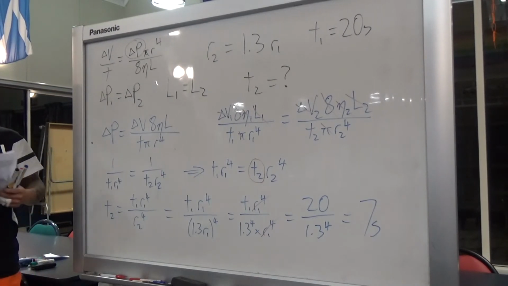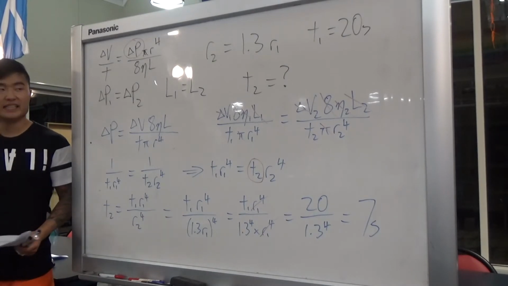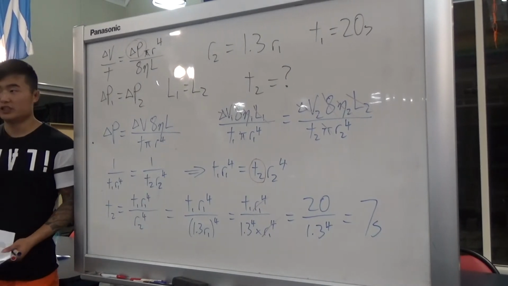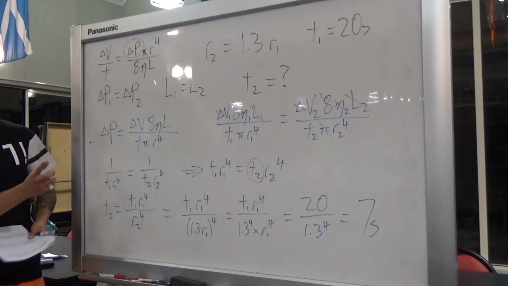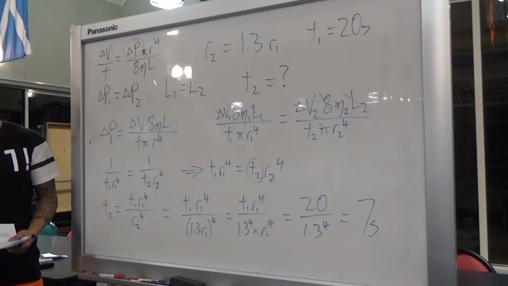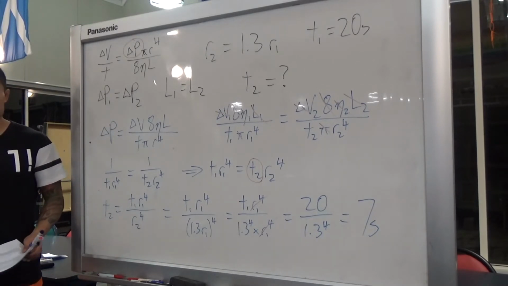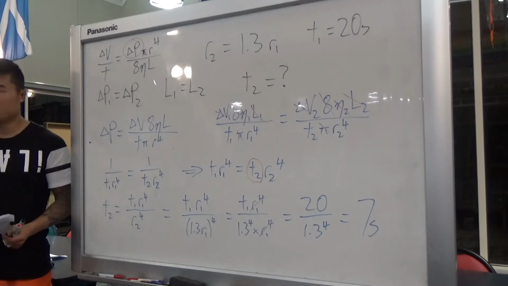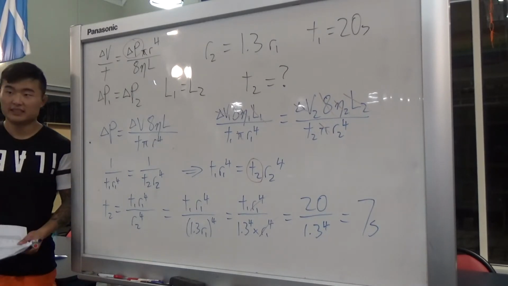So you can see that even though we only increased the radius by 30%, which is not a big increase, we've decreased the time to inject the same volume by quite a bit. So we went from 20 seconds to 7 seconds. So our flow rate has increased quite a lot, even though we haven't applied any more pressure.